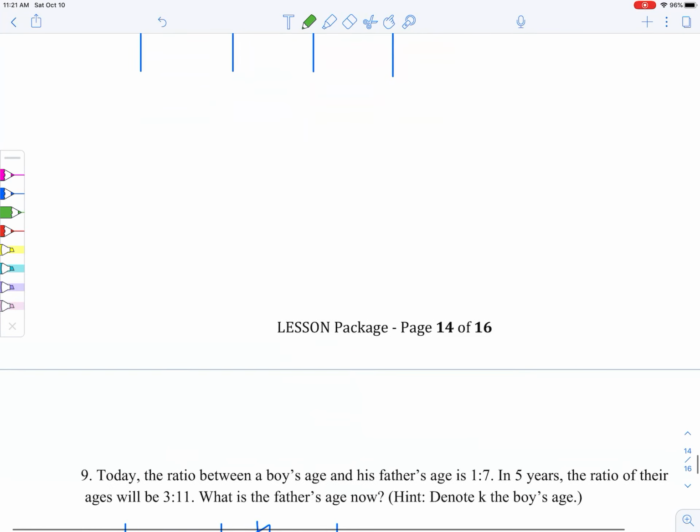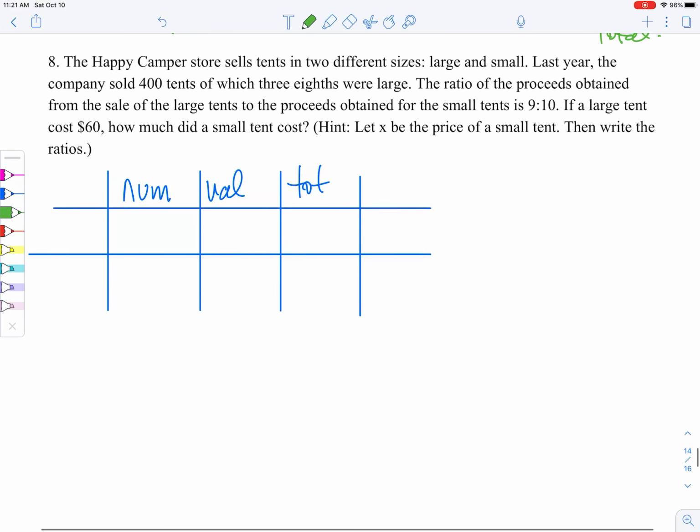Question 8. Happy Camper Store sells tents in 2 different sizes. Put a big star beside this question. In 2 different sizes, large and small. Last year, the company sold 400 tents, of which 3/8 were large. Okay, so that's going to be important. Also that we are dealing with large and small.